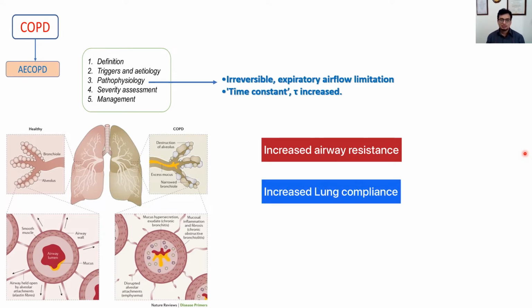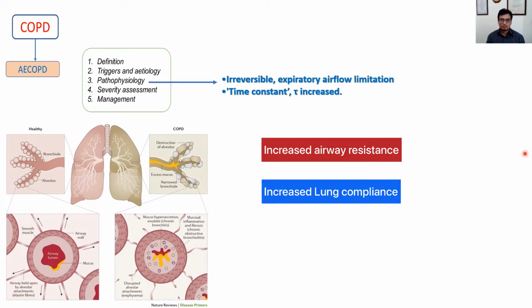So increase in the resistance can occur in chronic bronchitis, and increase in the lung compliance can occur in emphysema. And we know both are included in the pathophysiology of COPD, or there are types of COPD. Sometimes there may be a predominant component of each, but sometimes they may be having mixed pathophysiology.